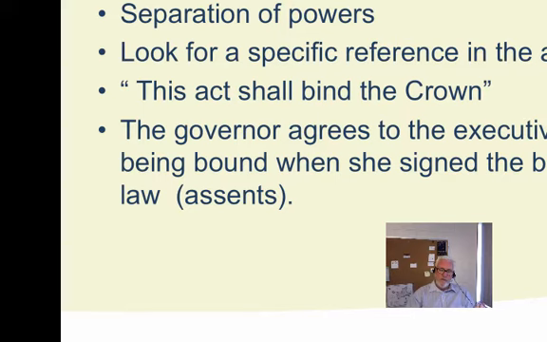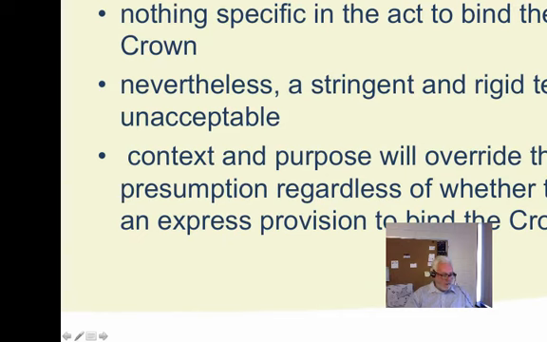You should look for a specific reference in the Act, and in Queensland you have to see this in the Act: "This Act shall bind the Crown," because essentially that means that the Governor has signed off on that law, saying that, okay, well, I agree that the executive arm shall be bound by this law when the bill is signed into law.